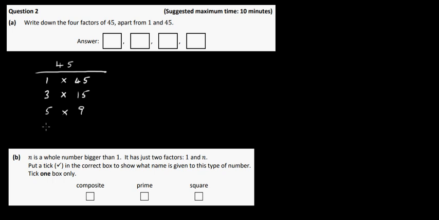7 won't divide into 45. 8 won't divide into 45. The next one is actually 9, and we already have 9, so we just start repeating ourselves. So these are all the whole number factors of 45. The numbers they're looking for here are the numbers that don't include 1 and 45. So we would be looking at 3, 5, 9 and 15. They're the numbers they're looking for here.